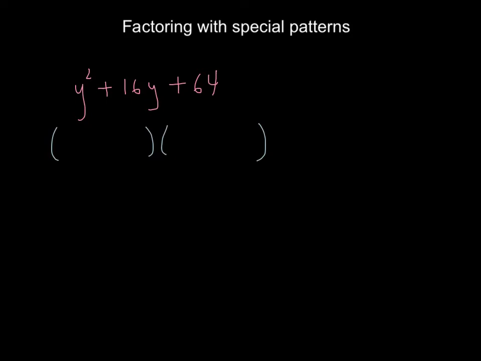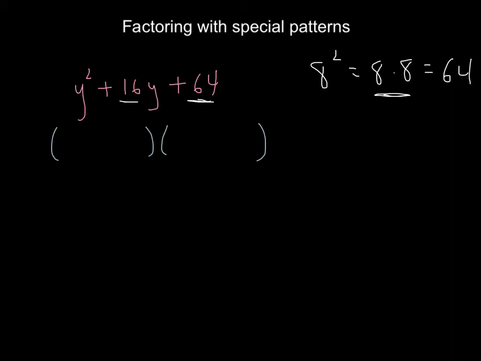In our next video regarding factoring, we're going to take a look at factoring with special patterns. Now, when you take a look at y squared plus 16y plus 64, one of the things that jumps off the page at me is the number 64. 64 is a perfect square, and the fact that 8 squared is 8 times 8 is 64. And what's interesting is that 8 plus 8 is 16.